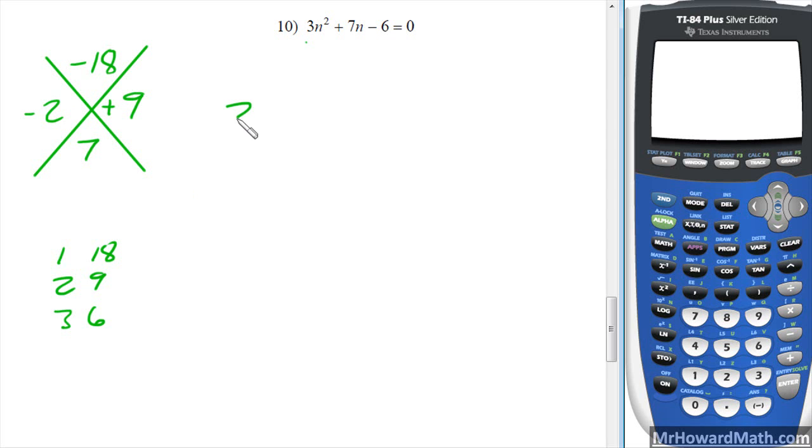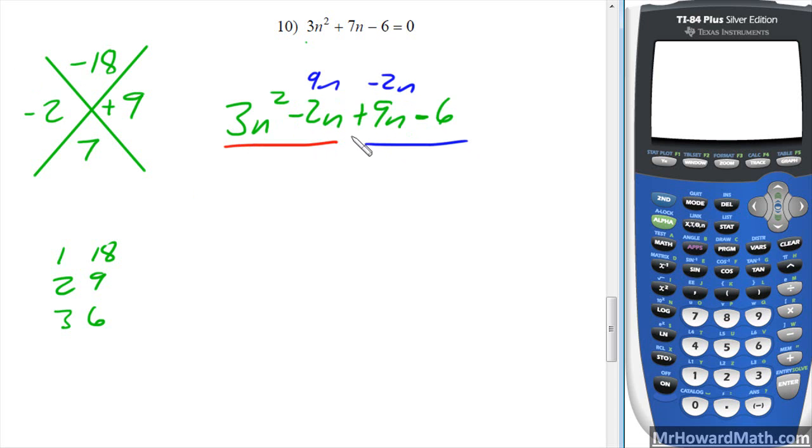So split it into those two pieces. So subtract 2n plus 9n minus 6. Now we've split it, so now we group it. So we group these two, we group these two. Remember, I could have written the 9n here and the subtract 2n here, and it would still work out. Doesn't matter which order you put it in. So in red here, greatest common factor of those two would be an n with a 3n minus 2 left over.